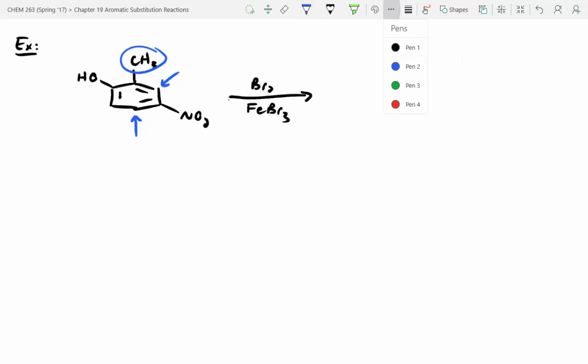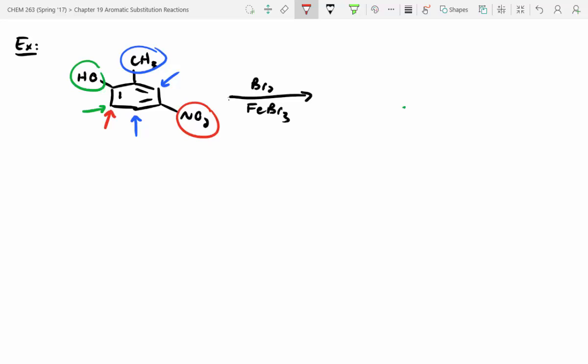All right, next group. We'll go over here. Alcohol. Is that going to be an ortho, para, or meta director? Ortho, para. So if we look at the ortho position, there's only one there, the other one's occupied, and so is that para position. Okay, now let's do the nitro group. Is that ortho, para, or is it meta? Meta. The only meta position that's open is right there.